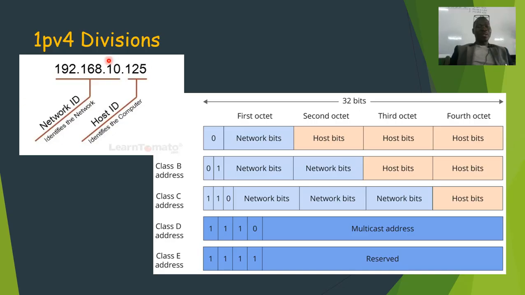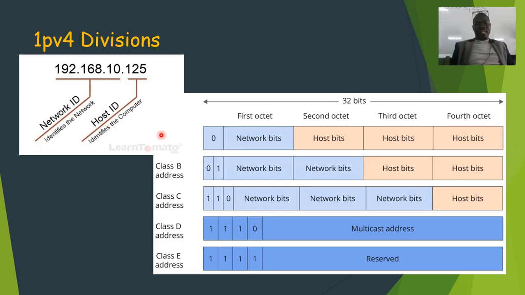So basically, the network ID will help us to identify the network, and the host ID will help us to identify the hosts. Okay, so we're basically saying that an IPv4 network has two divisions. We have what we call the network ID and also the host ID. Usually, the network ID helps us to identify the network, and then the host ID helps us to identify the hosts or the clients that can be given the IP address.